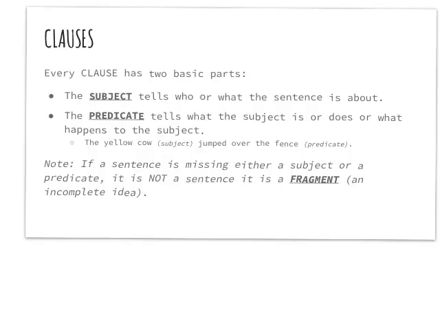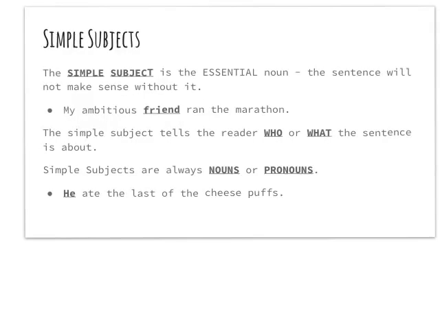And remember that clauses have two parts. They have subjects that tell us who or what the sentence is about, and they have predicates that tell us what that subject is doing or being. This particular little clip is going to be about subjects only. I'll do a separate one about predicates. The simple subject in a sentence is the essential noun that the sentence cannot live without.